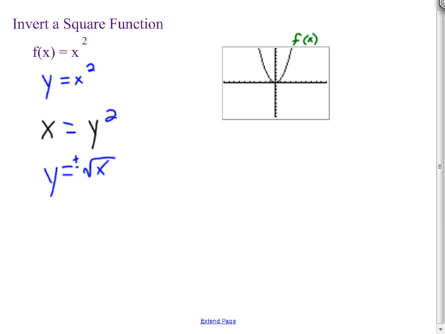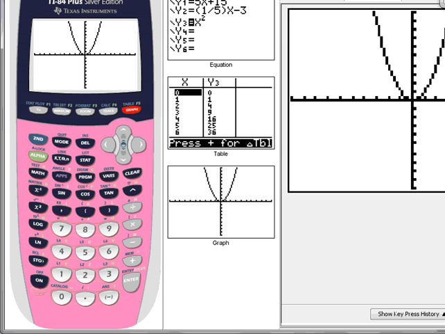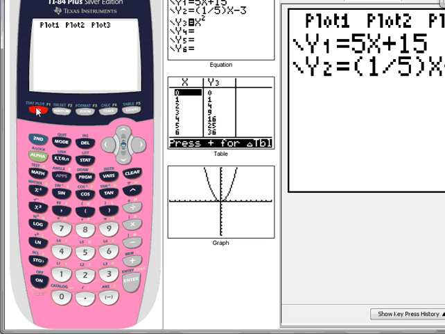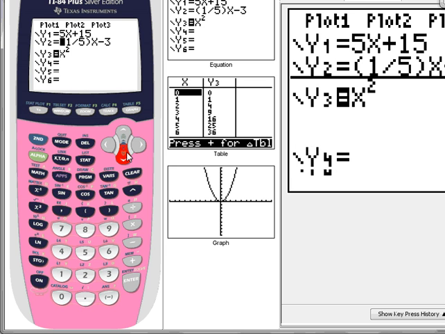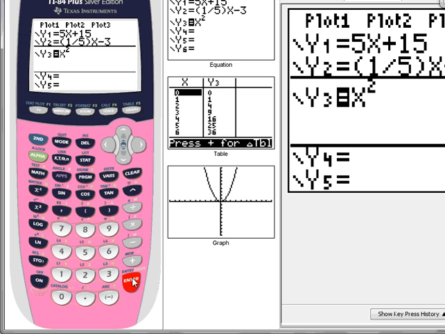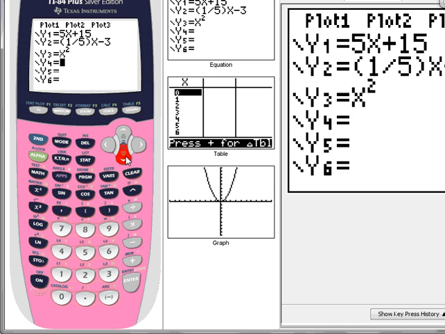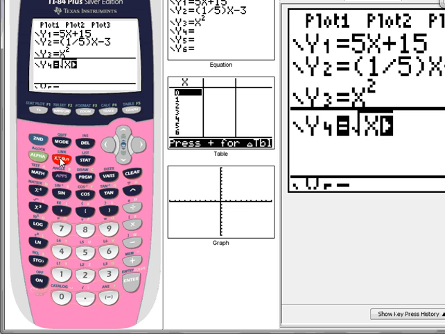So, interchanged x and y. Solved it for y. Rewrite it as f inverse of x equals positive and negative square root of x. There's your inverse. You just calculate the inverse of a square function. So now when I go to graph this one, I'm going to turn this third equation off so it's off when we look at it. So we have the square root of x.